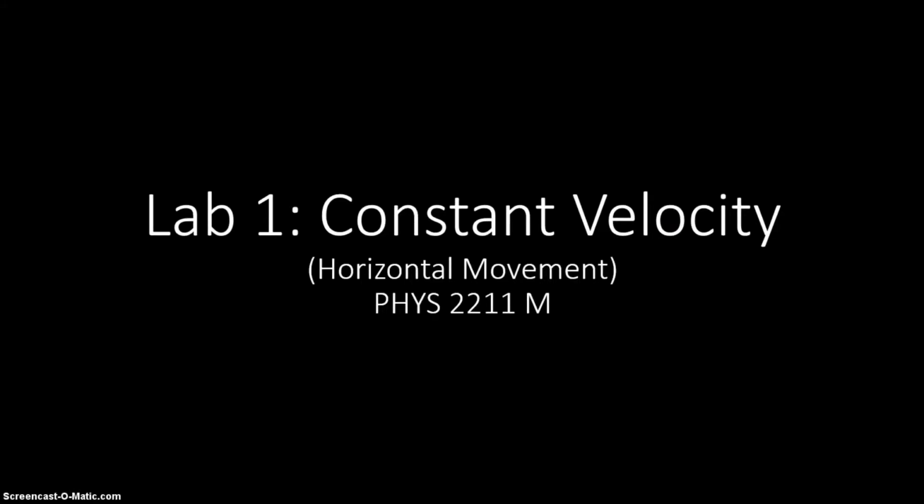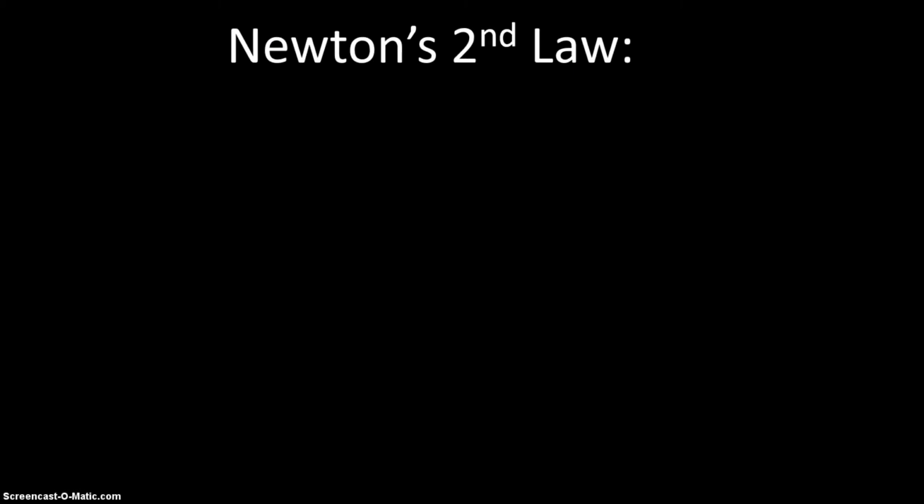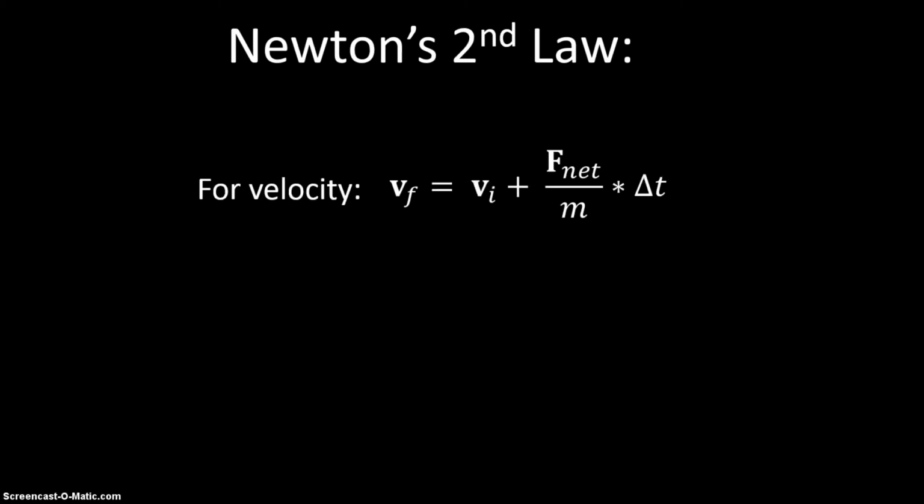For Lab 1, I observed an object moving horizontally at a constant velocity in the positive x direction. In order to analyze this movement, I used the concept of Newton's second law. Newton's second law related to velocity states that the final velocity equals the initial velocity plus the net force acting on the system divided by the mass of the system, multiplied by the amount of time the force is active.